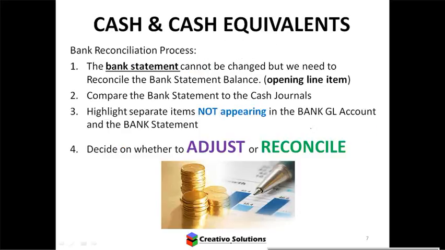Alright, then the last bit is just the process. So how do we do the recon? We need to look at the bank statement. Can I change the bank statement? No, I can't. And that's why we start with that balance. There are different ways of doing the bank recon. You can either start with the bank general ledger, you can go backwards. I find the best way of doing it is to start with what you can't change. Because you can't change the bank statement balance.